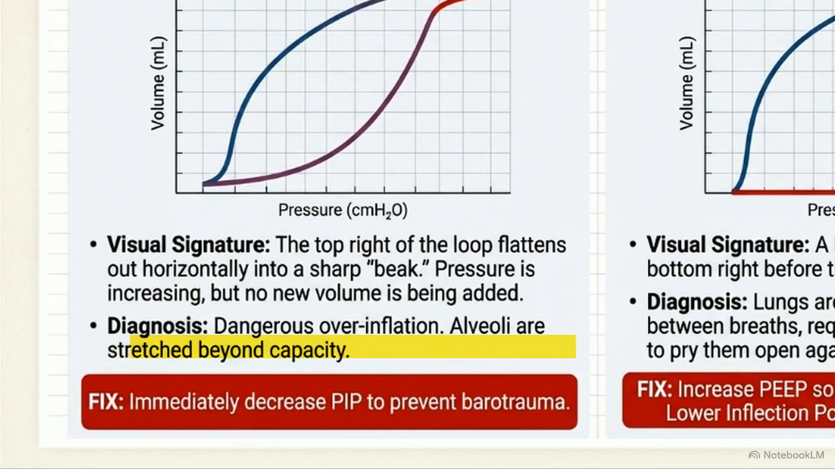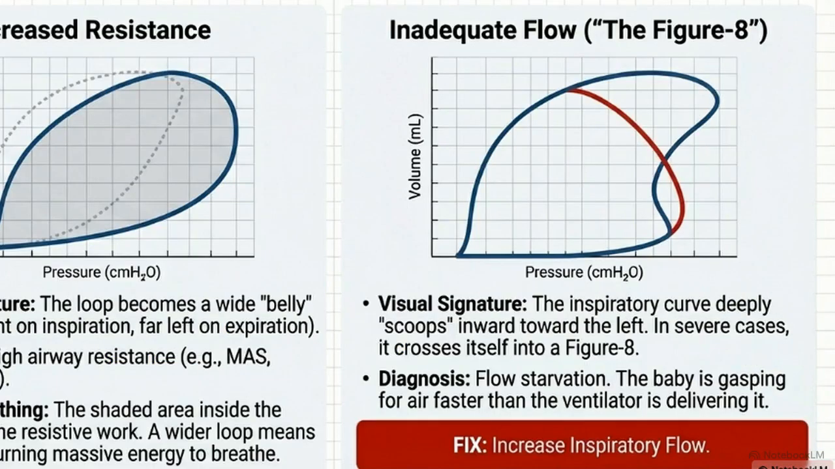Look at the right panel to identify flow starvation. The inspiratory curve scoops deeply inward, crossing itself into a figure 8. This pattern confirms the baby is gasping for air faster than the ventilator is delivering it.